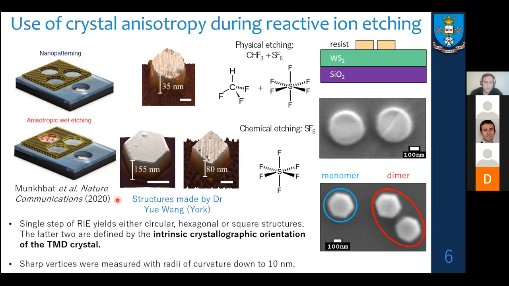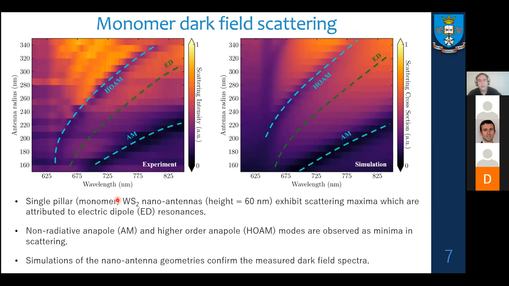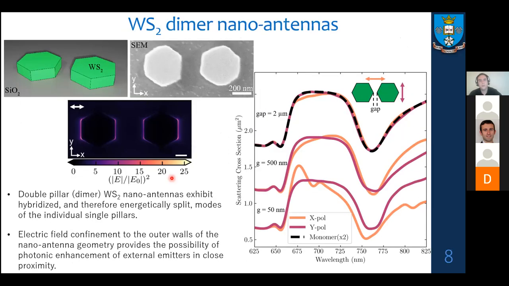And we managed to measure very sharp vertices in the square and hexagonal structures down to about 10 nanometers in some structures. So we characterize these so-called monomer nano antennas with dark field spectroscopy. And we observe several modes that are present in the structures, including scattering resonances such as the electric dipole resonance and other non-radiative resonances such as the anapole or higher orders of this anapole mode. And we confirmed this with FDTD simulations, telling us that this is in fact what we observe in experiment.